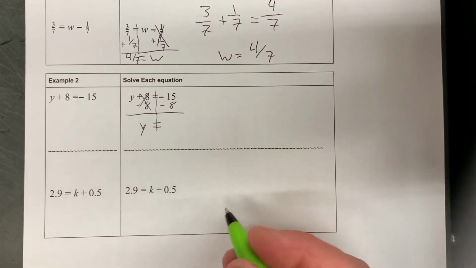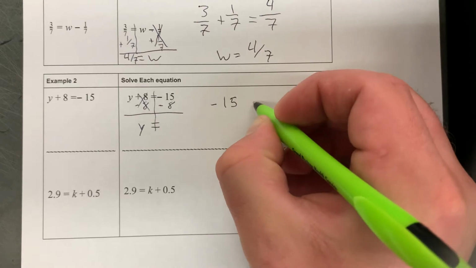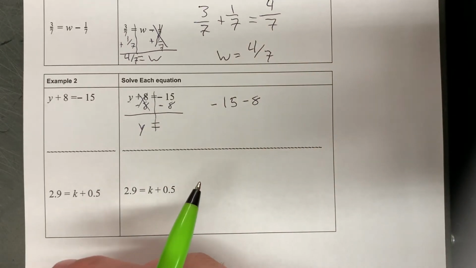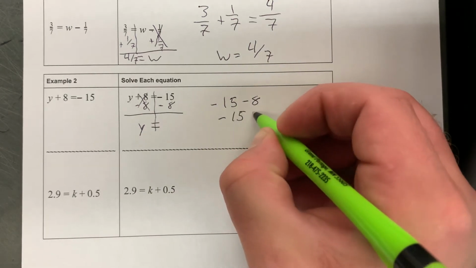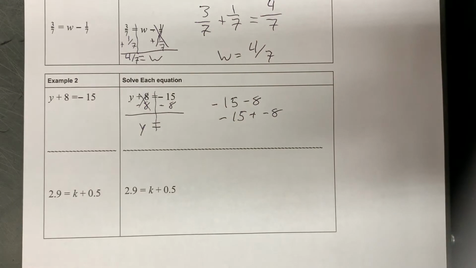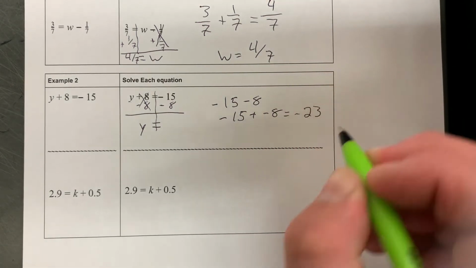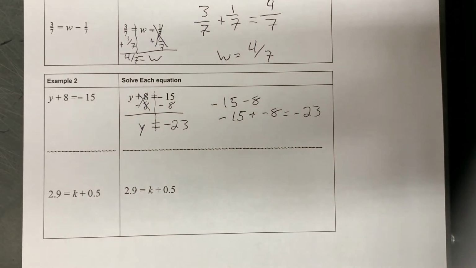Now I have negative 15 minus 8. Think back to your past days, going farther down our number line into negatives, so that we can actually make this into an addition equation if we so choose. So it's negative 15 plus negative 8. I know that 15 and 8 give me 23, so I just make sure that it is a negative 23, or y equals negative 23.